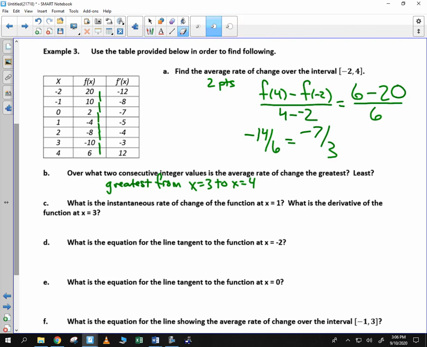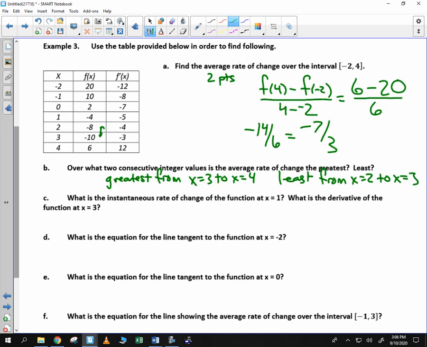When is it the least? There was a spot here where it just changed 2. It dropped 2. Least from x equals 2 to x equals 3.